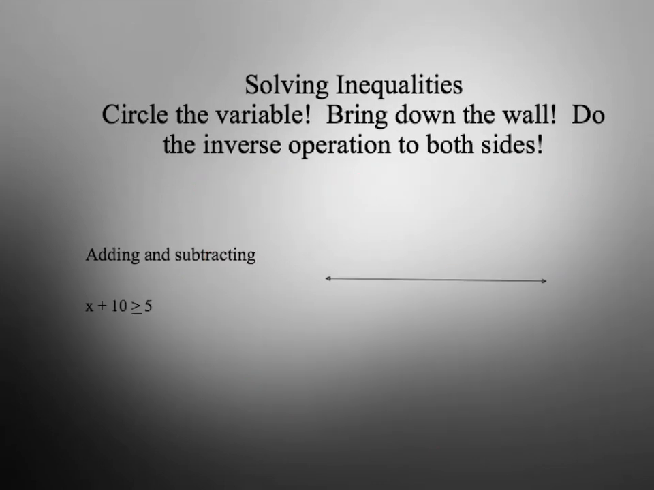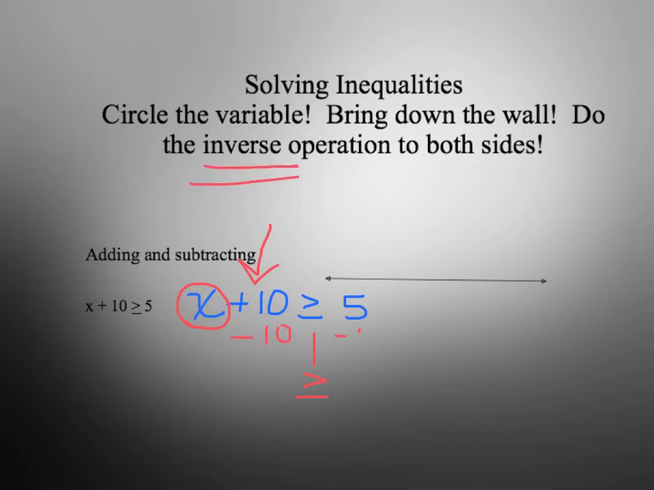Okay, the next example, again, I'm just going to rewrite it so I have a little bit more room. This one reads x plus 10 is greater than or equal to 5. So go back to how we did equations. I'm going to circle my x, bring down my wall with my greater than or equal to sign. I know that I'm going to work on this side because this is the side with the x, and I want to get x all by itself. It says here that I'm going to add 10, so I want to do the inverse operation and subtract 10 on both sides. This cancels out, which leaves me with x.